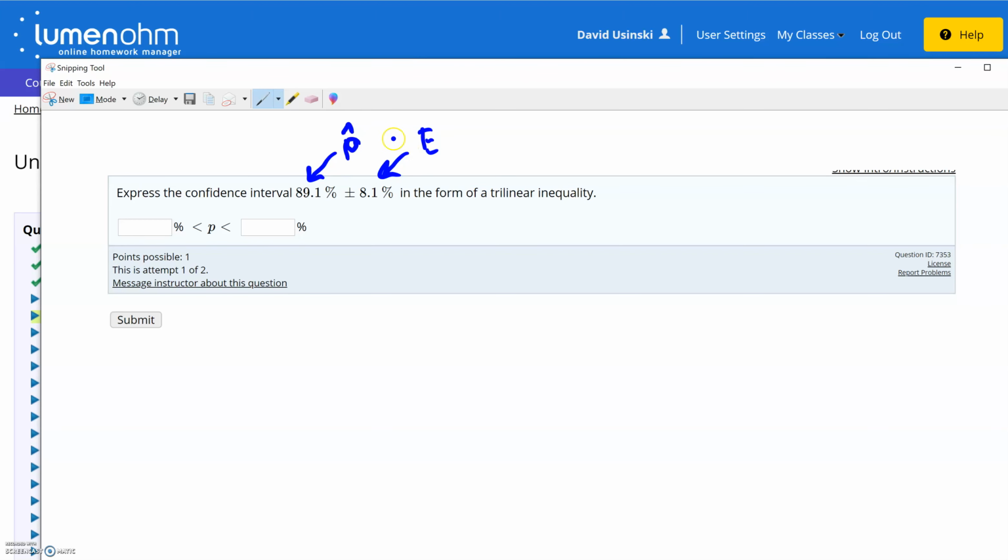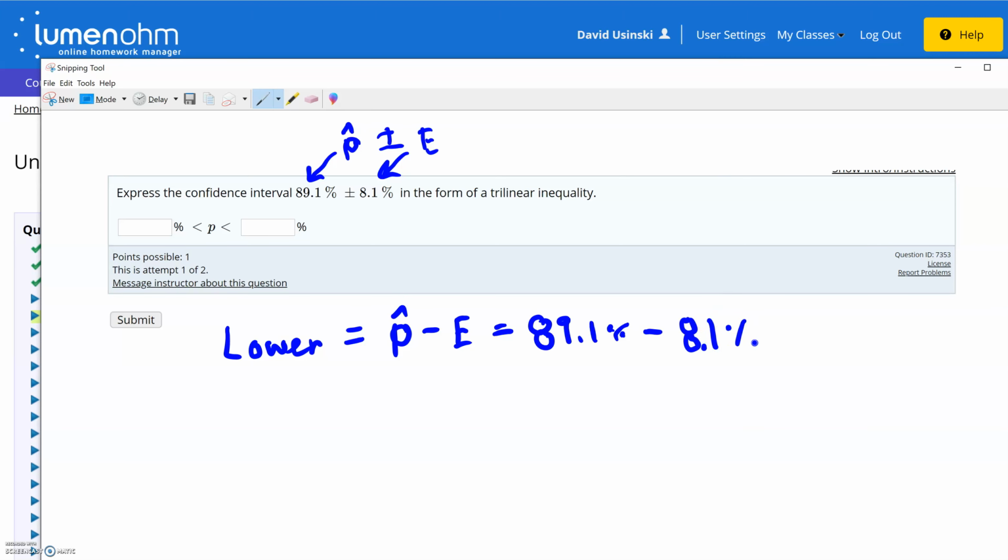And the way the formula works is that you always do plus or minus the margin of error. So that symbol there just means you're doing two math operations. So in order to figure out the lower and the upper, to do the lower bound, that's going to equal the p hat minus the error. And if I write that, I would get 89.1% minus the 8.1%. And if you need a calculator, you can type this in the calculator.